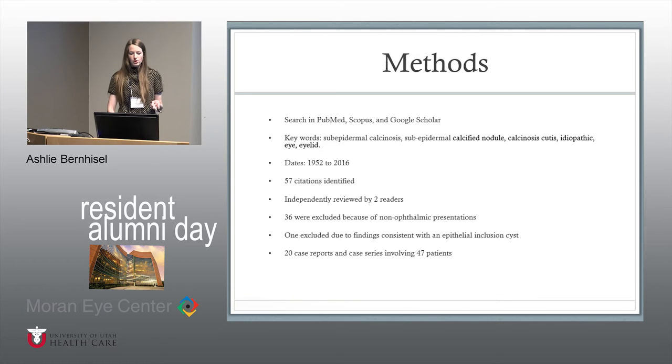So we did a search in PubMed, Scopus, and Google Scholar, and looked for the keywords subepidermal calcinosis, subepidermal calcified nodule, calcinosis cutis, idiopathic, eye and eyelid. We looked from 1952, which is when it was first described, to 2016. We found 57 citations, and we had these independently reviewed by two readers.